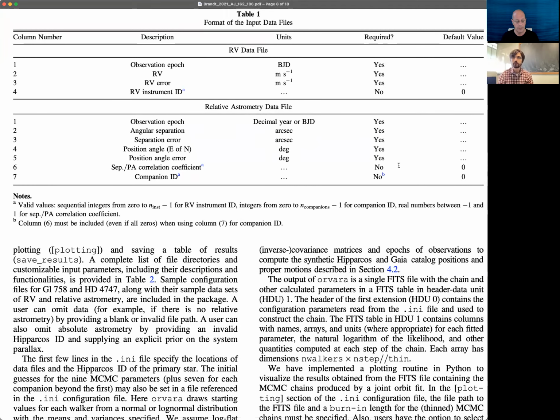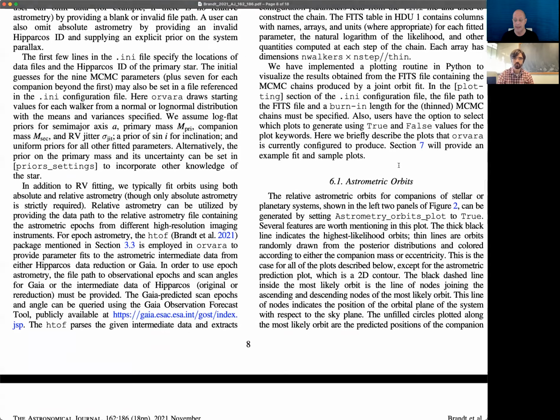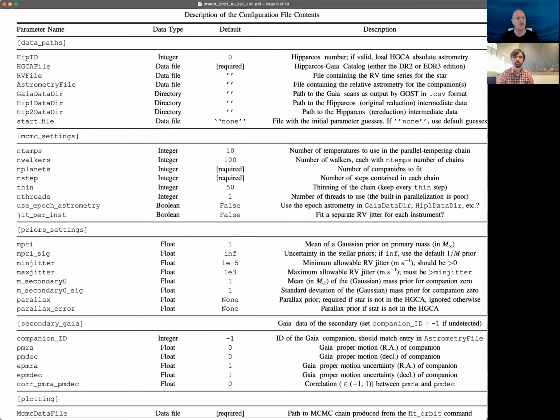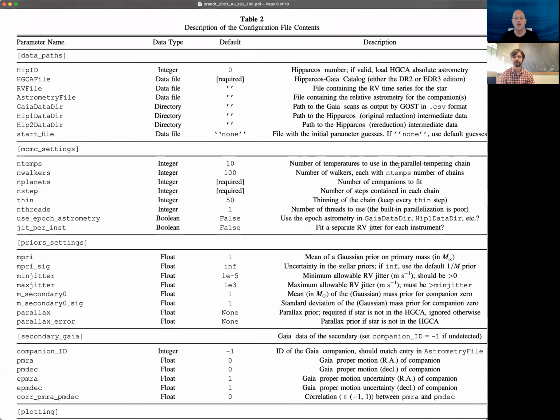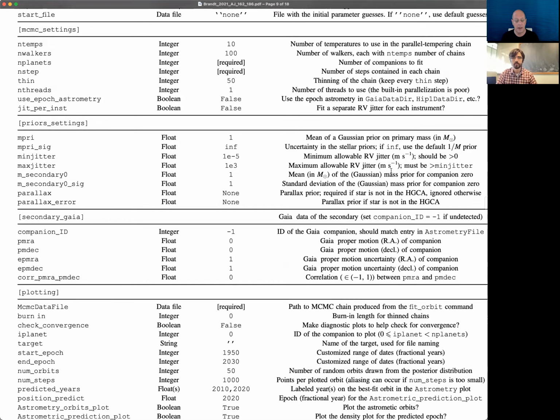You can then, with this chain, make some plots. So let's skip down to the plots. This is a description of the configuration file. It might be a little bit daunting, but there are example files supplied with the code, so those can get you started.